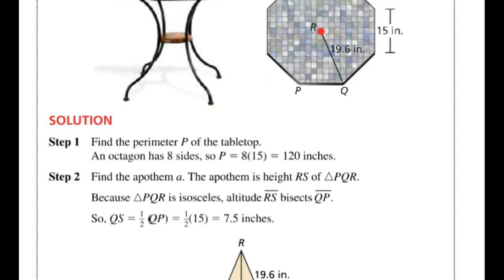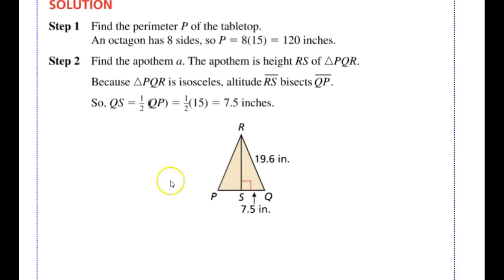The apothem is the height of triangle PQR, right? We're just going to look at this isosceles triangle down here at the very bottom. If I draw a line straight down, that's my apothem. It bisects this center angle and it bisects this side length as well. So when I put this point here, I know that from the center point of my apothem to Q is 7.5 inches. Here we've got a little picture drawn to show us what we're looking at. I've got my 19.6 radius, and I know that this piece is 7.5 inches.